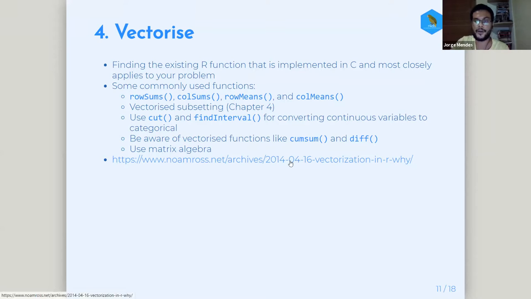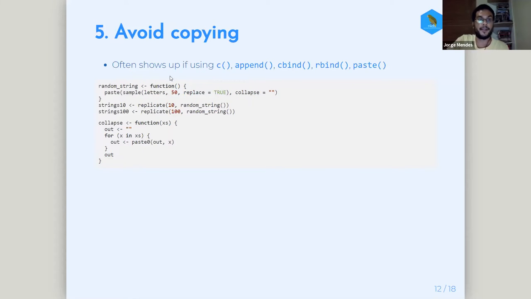And here's an article about vectorization in R that talks about why vectorization is important, why it is interesting. He also discusses how to avoid copying, and the main problem with copying is the allocation of memory, which takes time. He talked about it in the first chapters.